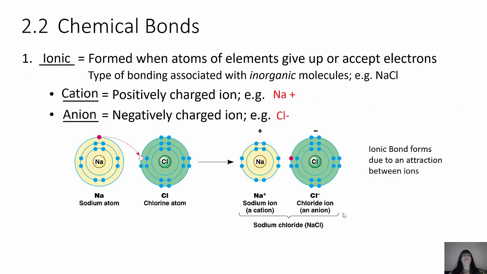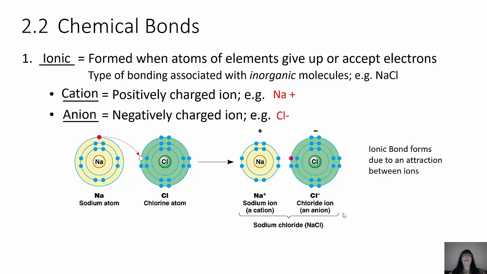Okay, so chemical bonds. We just talked about the fact that we can fill outer shells and how we can do it, and in the process, chemical bonds are formed. The first type of chemical bond is the ionic bond. Ionic bonds are formed when electrons of atoms are given up or accepted. This is a type of bonding that's associated with inorganic molecules like sodium chloride.